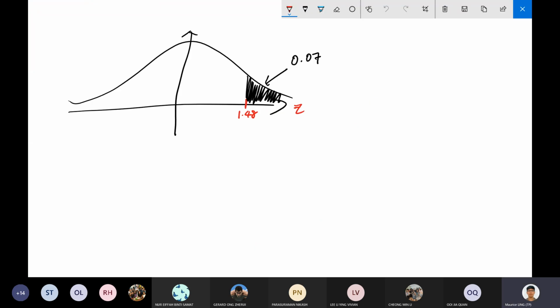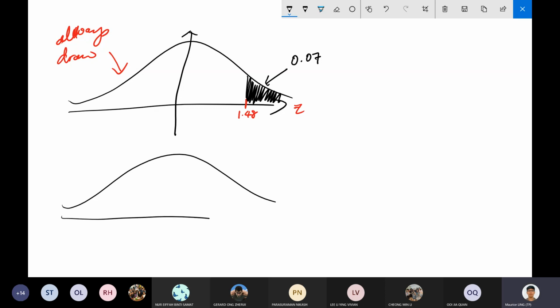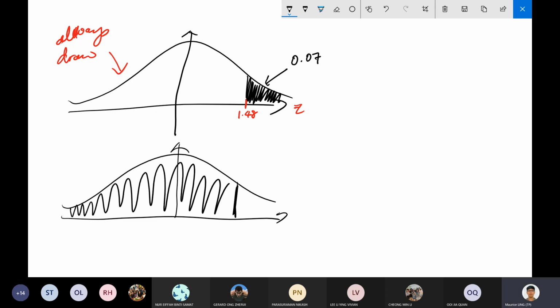Right. So this is actually very important. If you do not know how to actually look at it, please draw it out. I will say that you should always draw this diagram and shade it yourself. So for example, what happens if you need to find out this area instead?